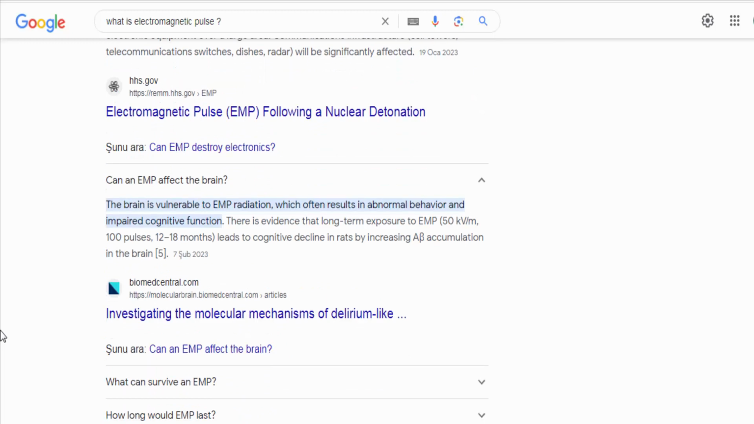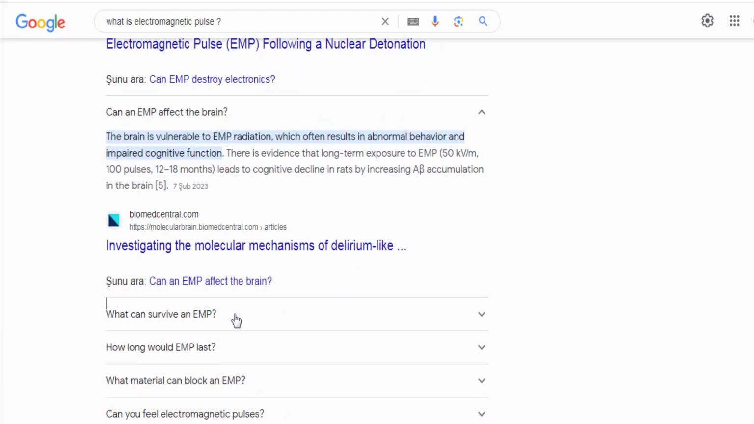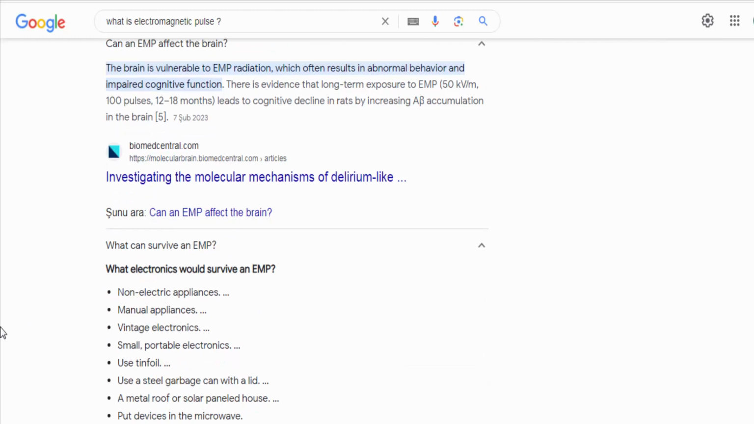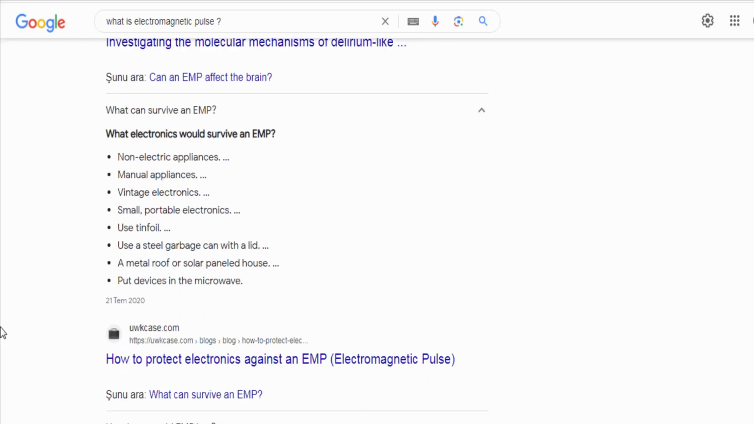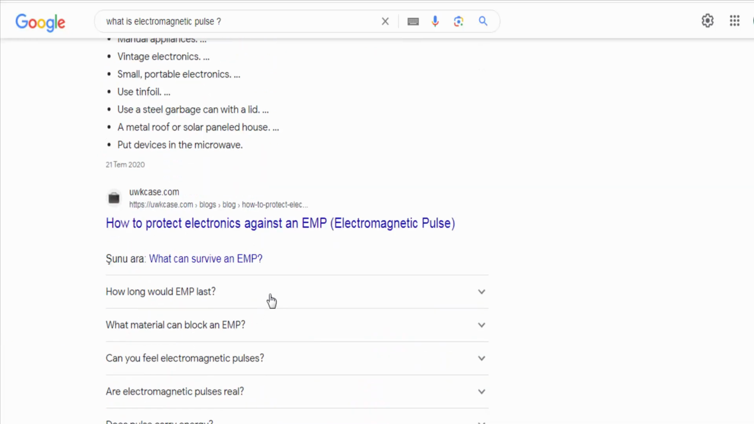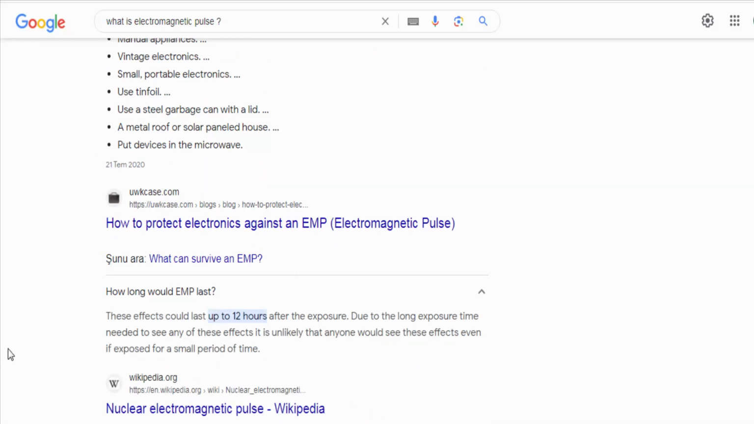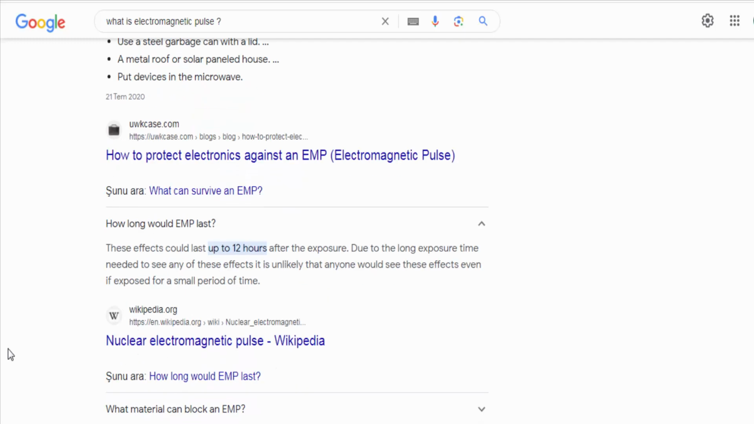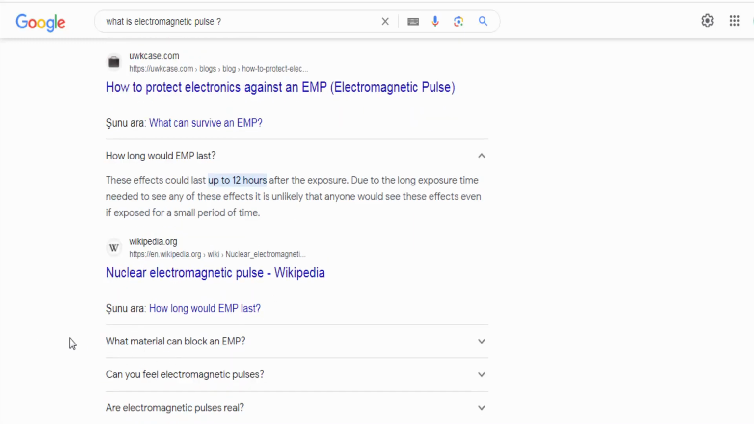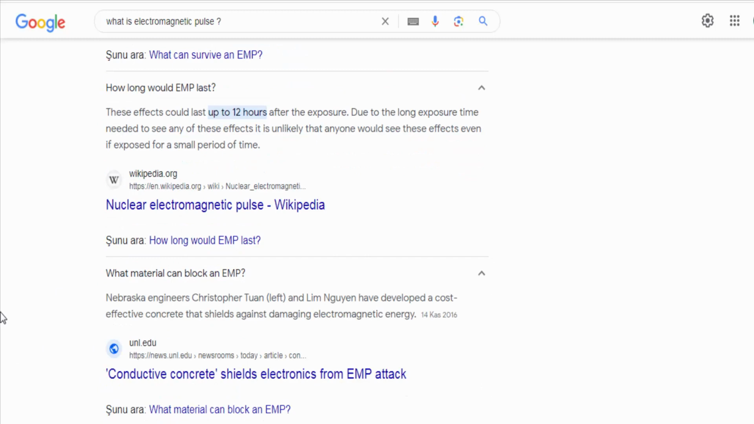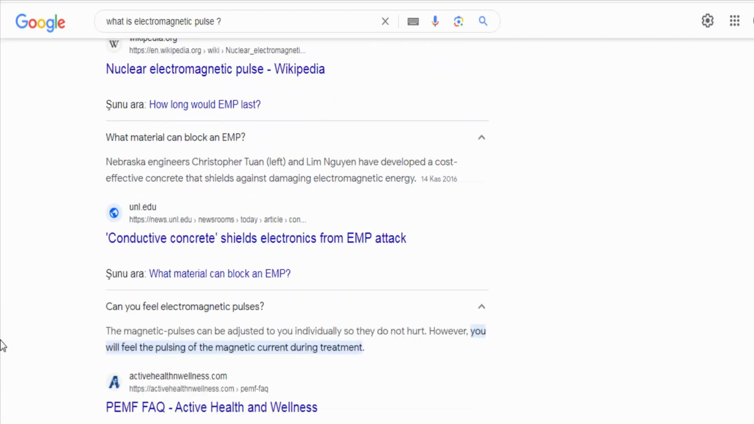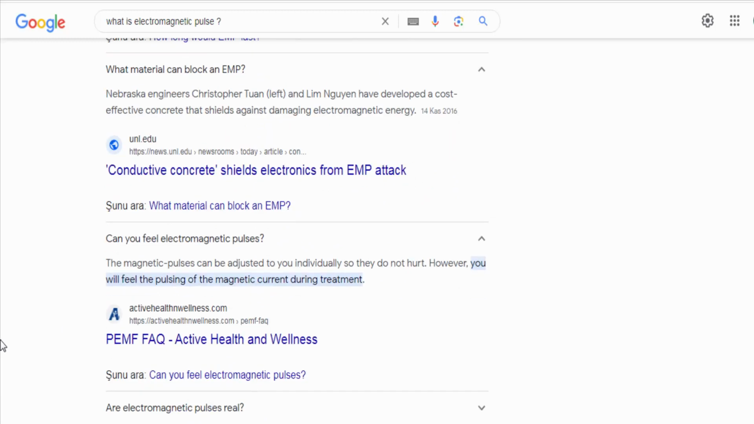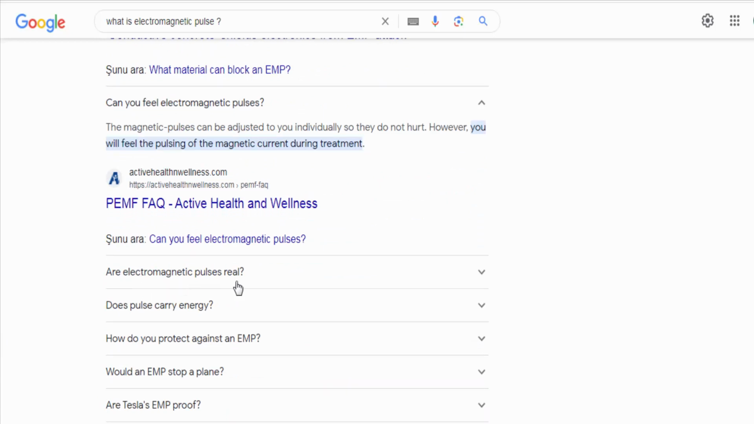The effects of an EMP can vary depending on the strength of the pulse, the distance from the source, and the resilience of the affected systems. In the case of a severe EMP event, such as a high-altitude nuclear detonation, it can potentially disrupt or damage power grids, communication networks, transportation systems, and electronic devices over a wide area, leading to widespread societal disruptions. Protecting critical infrastructure and developing resilient electronic systems are important considerations to mitigate the potential impact of EMP events.